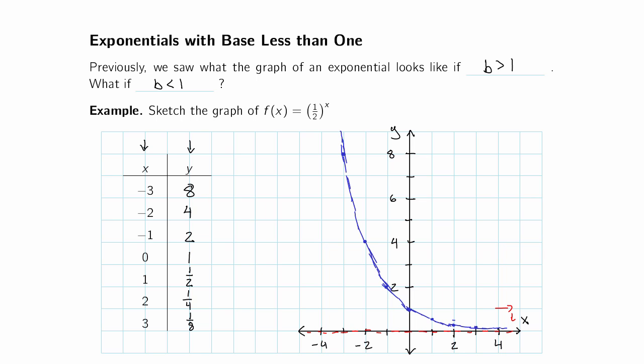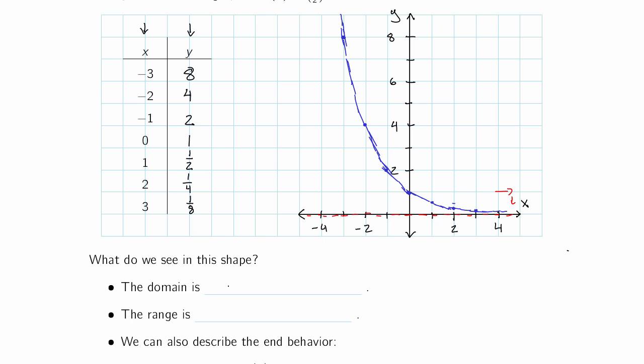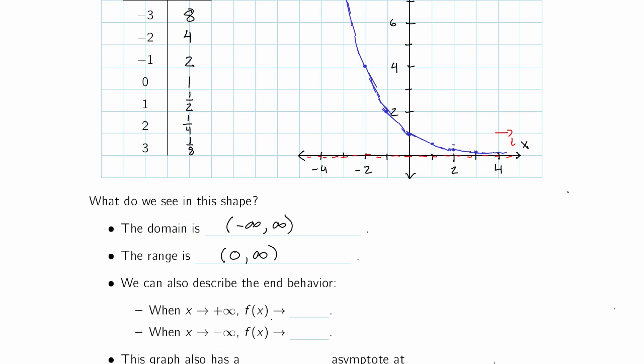So what do we see? The domain is still all real numbers, and the range is still the positive numbers. But now, when x is a really big positive number, we're multiplying by a half over and over again, which gives us very small numbers, but still positive. So when x is a very large positive number, f of x gets close to 0.